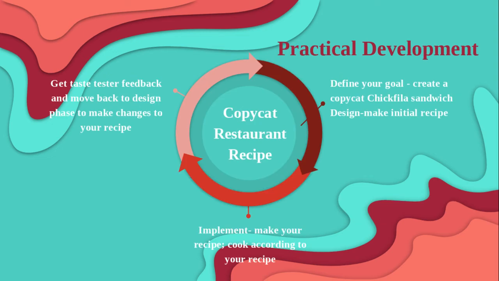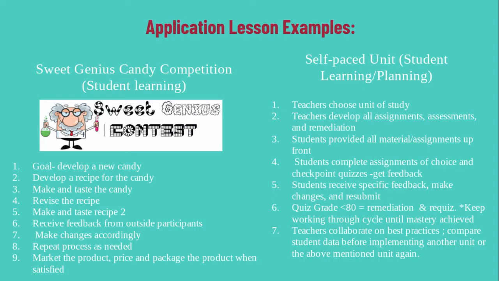A practical development use would be a copycat recipe where you are creating a Chick-fil-A sandwich. You design your recipe, you implement that recipe by cooking it according to your plan. Then you get feedback on that recipe, make changes that you need, and then start over again with the implementation, the taste tests, and the changes to the recipe.